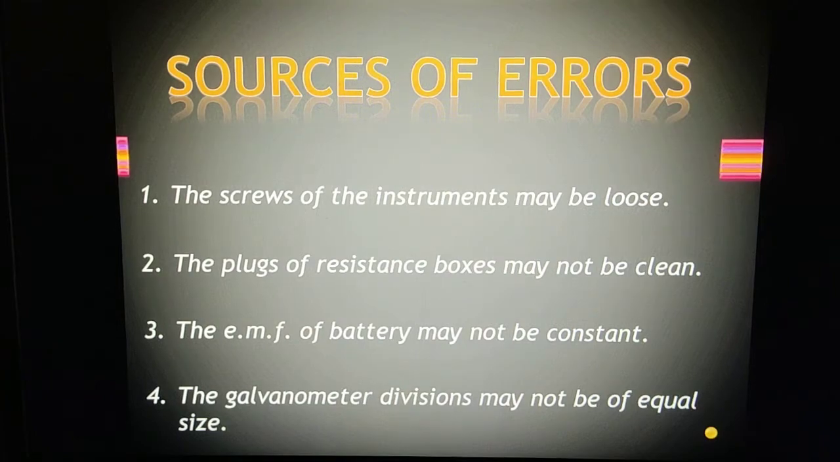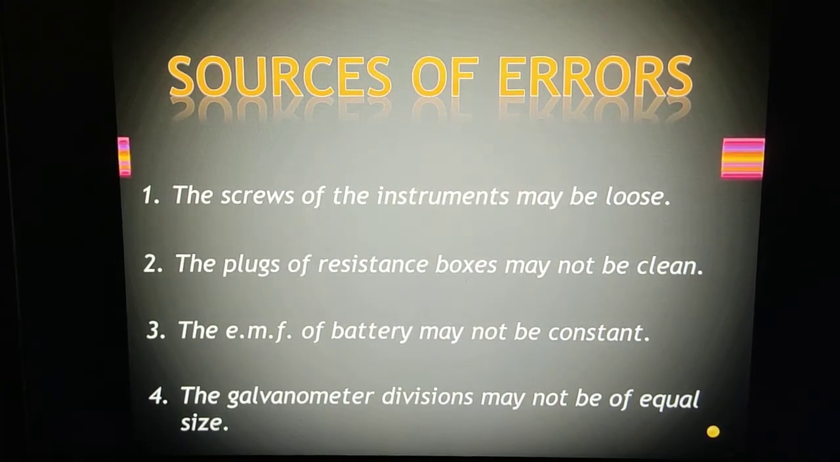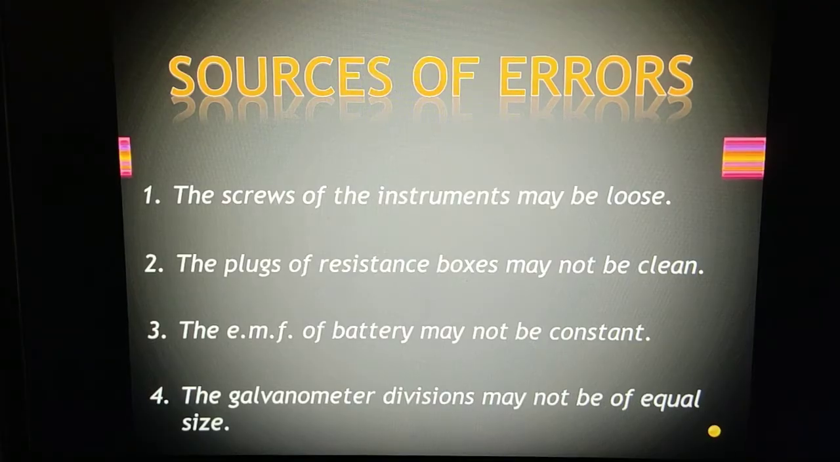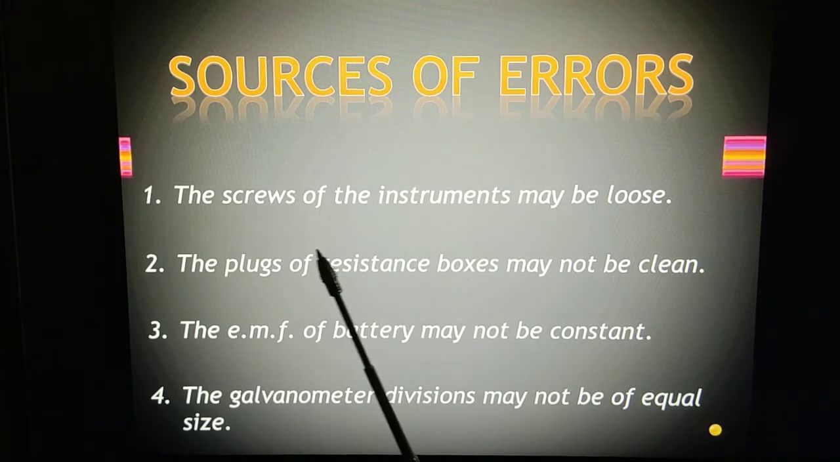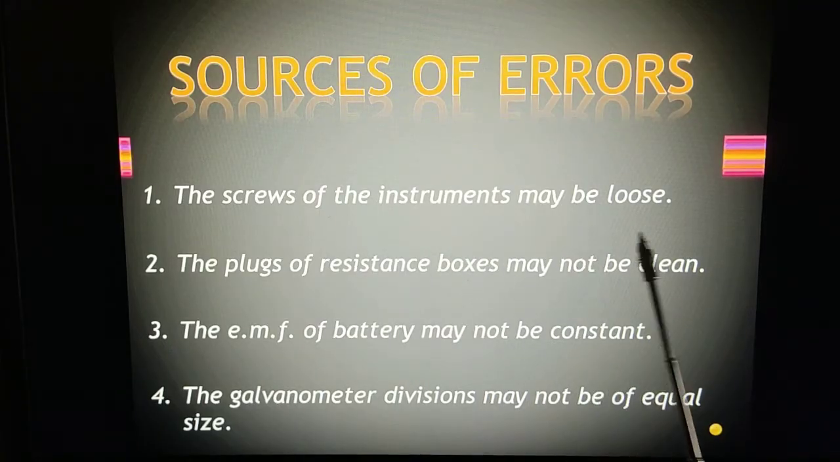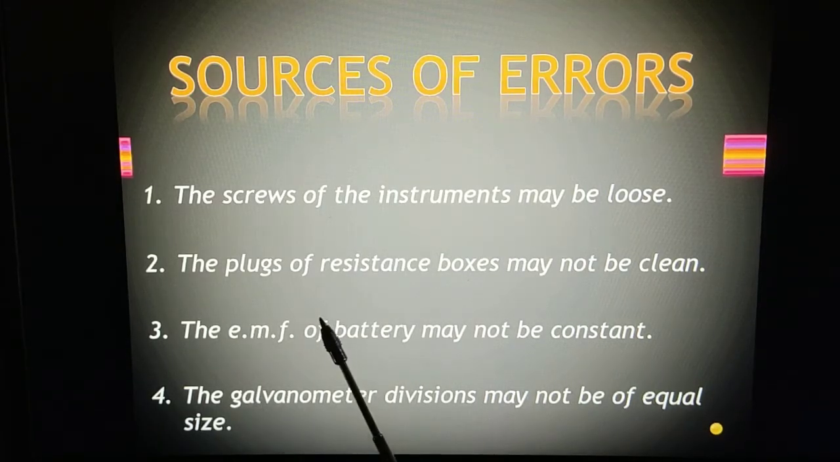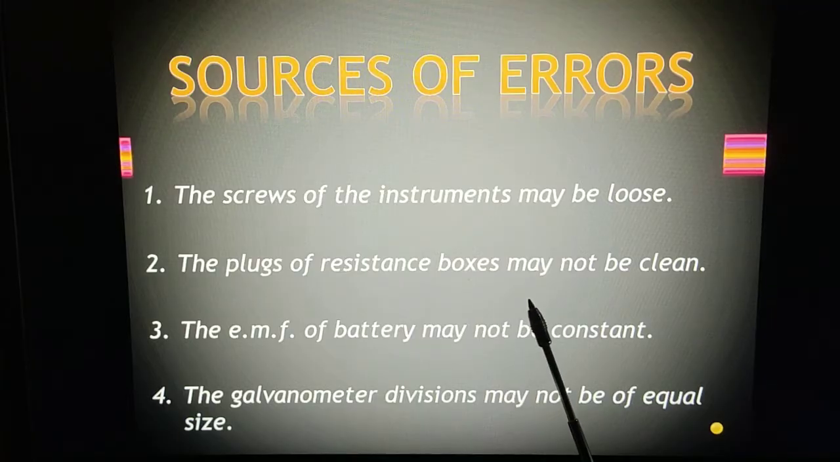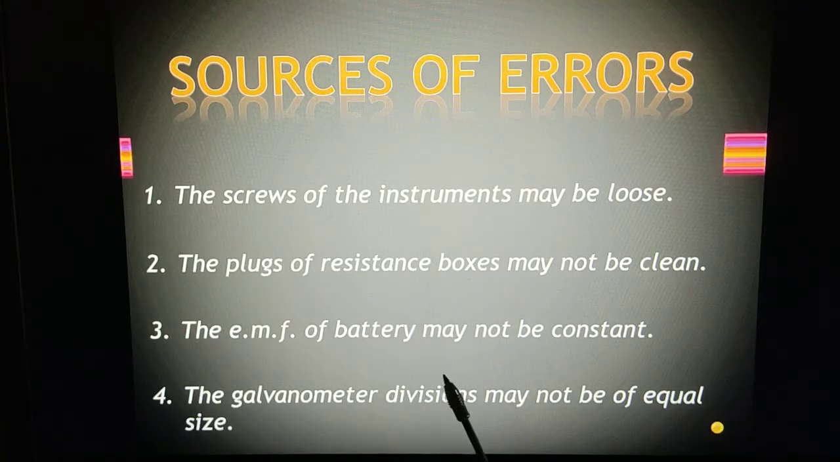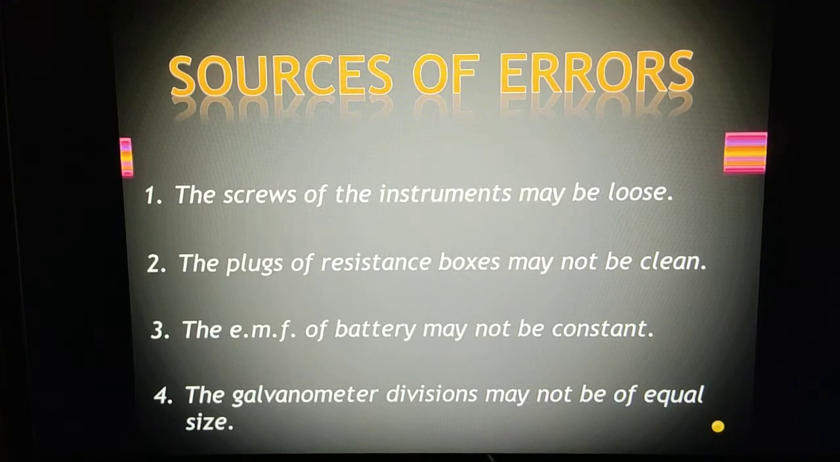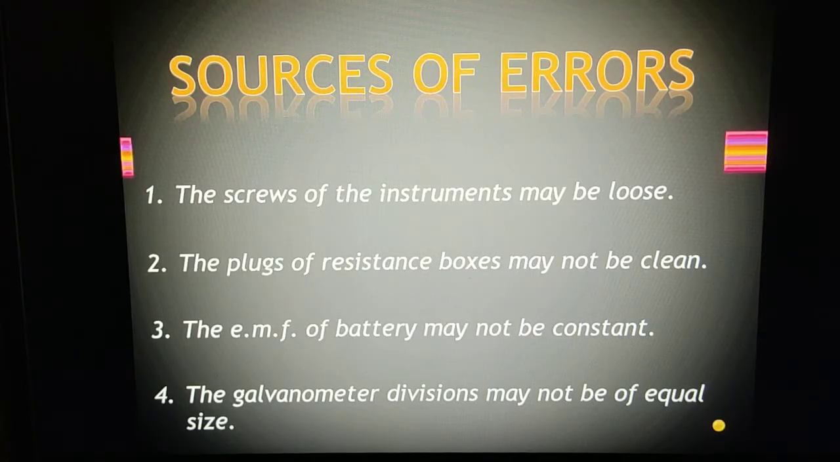There could be errors in whatever we have measured using this circuit and apparatus due to the following reasons. The screws of the instruments may be loose. The plugs of resistance boxes may not be clean. The EMF of battery may not be constant. The galvanometer divisions may not be of equal size.